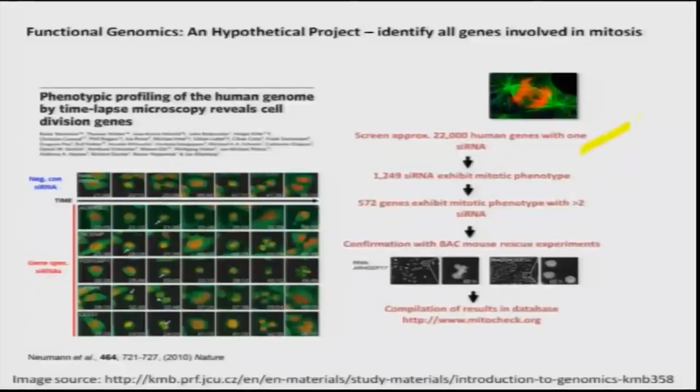So, they have screened close to 22,000 human genes, and then they found that 1,249 genes, when knocked down by siRNA, exhibit a mitotic phenotype, and then 572 genes exhibited a mitotic phenotype with 2 different siRNAs that you can use and so on. Let us not get into that, but these are validations, right. Once you find some positive hits, then you are going to validate, and indeed that is the case. So, these are some of the images that are shown.